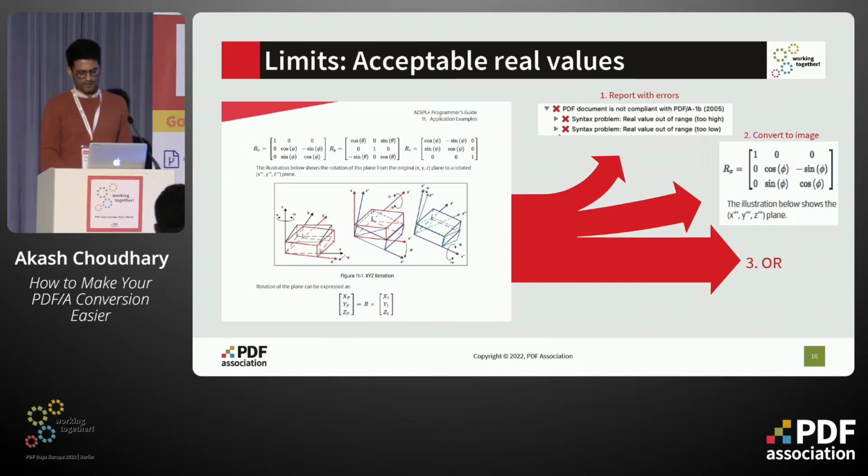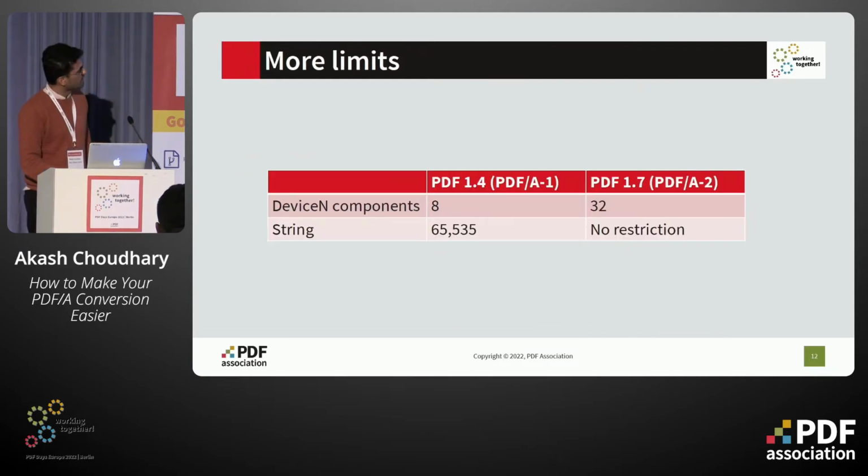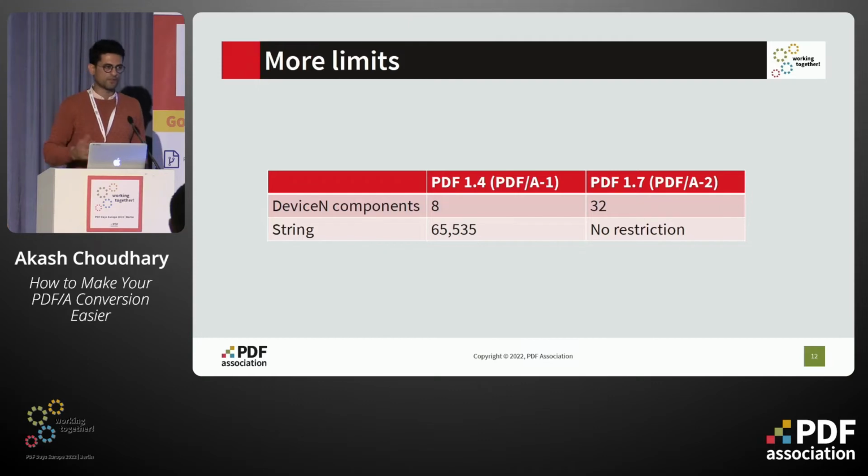But there is another solution of converting it to PDF A2. When I convert this PDF file to PDF A2, the real values were well within the range, and this low-level issue did not pose a problem in converting to PDF A. There are certain more limits, architectural limits, when we talk about PDF 1.4 and PDF 1.7, which are the basis for PDF A1 and A2 respectively.